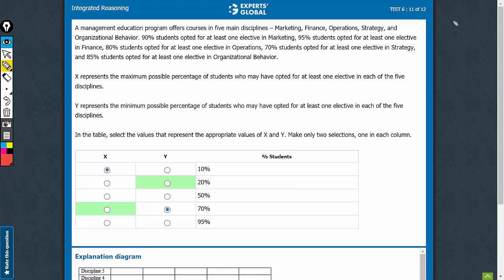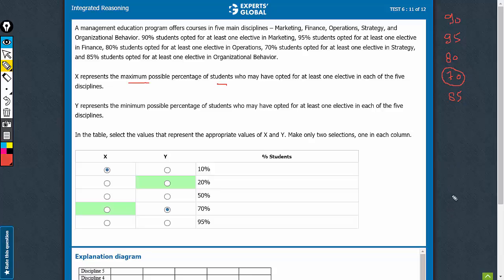The values here are 90%, 95%, 80%, 70%, and 85%. So the maximum possible overlap, X, represents the maximum possible percentage of students who may have opted for at least one in all five. The maximum can be the smallest of these values.